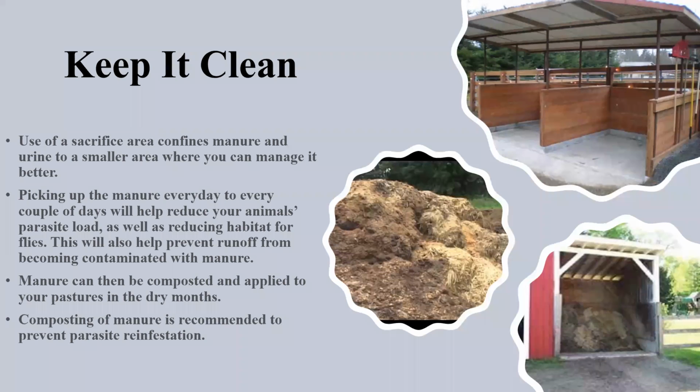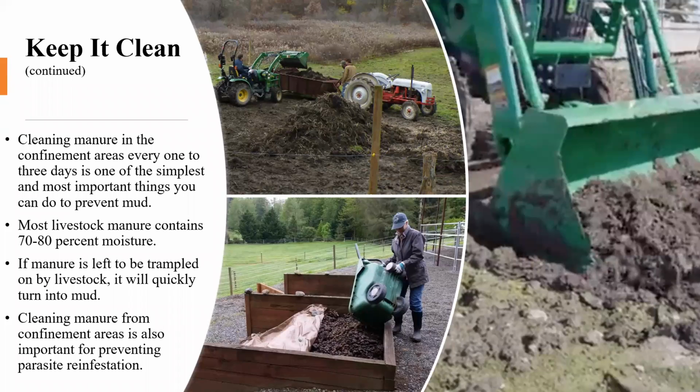Next slide, please. Keeping it clean, continued. Cleaning manure in the confinement areas every 1 to 3 days is the simplest and most important thing you can do to prevent mud. Most livestock manure contains 70 to 80% moisture. If manure is left to be trampled on by livestock, it will quickly turn into mud. Cleaning manure from the confinement area is also important for preventing parasite reinfestation.